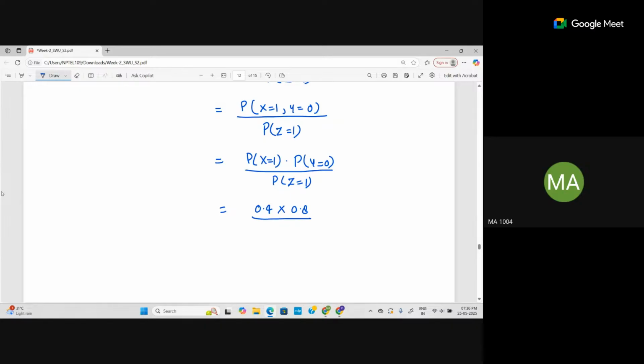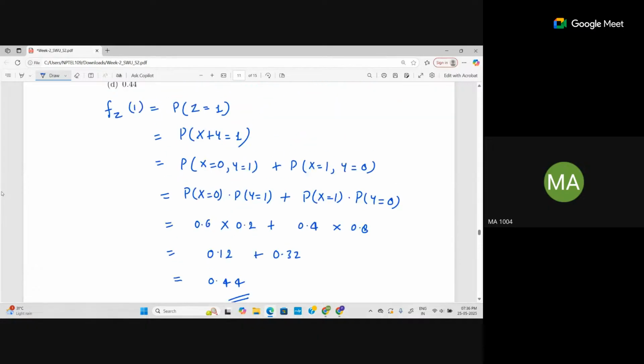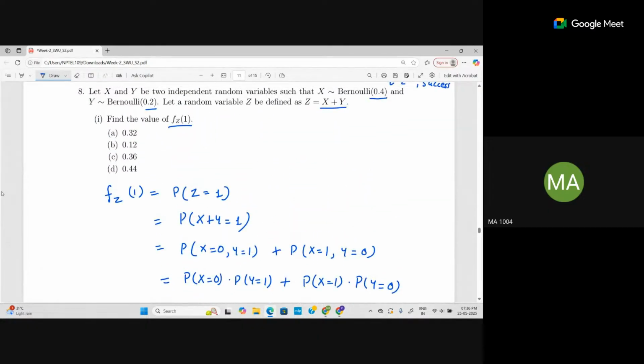And probability Z is equal to 1, that we have already calculated in the first part. It was 0.44.